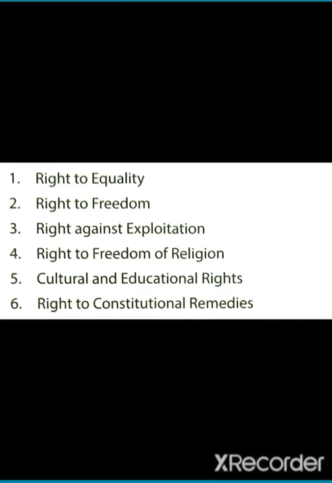Sixth one, right to constitutional remedies. Right to constitutional remedies allows every citizen to move court if any of their rights are denied.